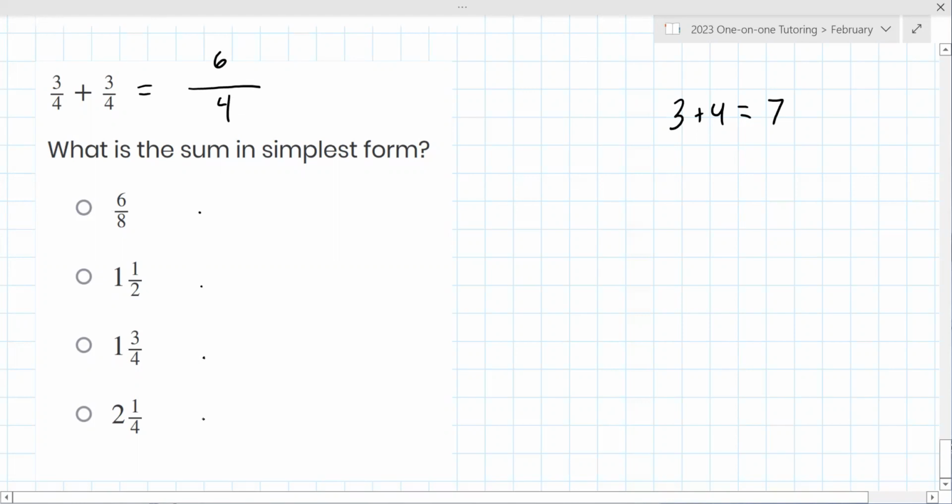No. None of the answers are there, right? So we have to do something here. Is there a number that we can divide both the top and bottom by? Yeah. Okay, what is that? What number goes into both? 2. Good. What is 6 divided by 2?